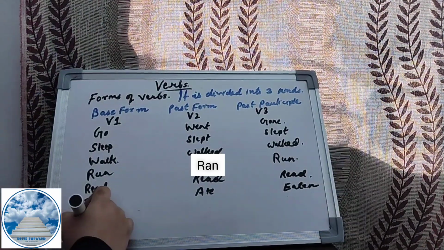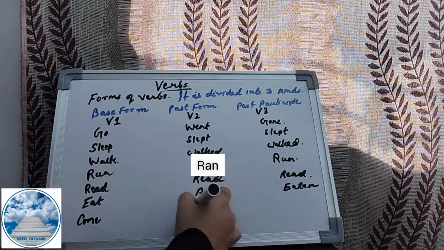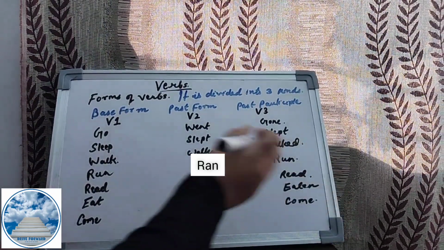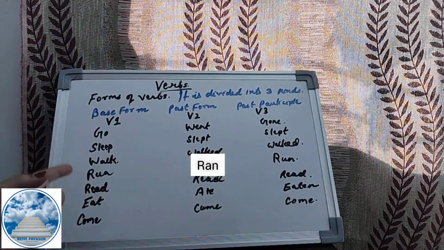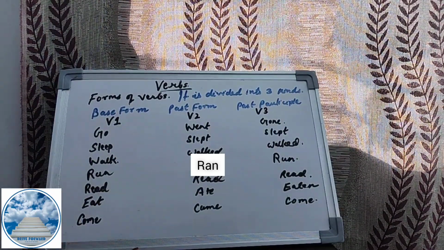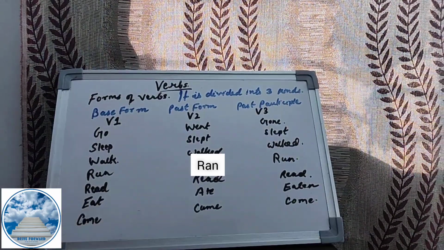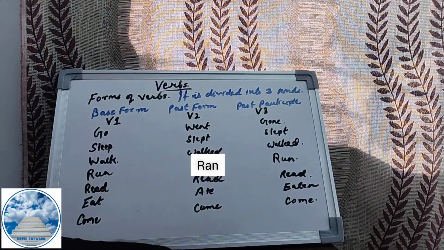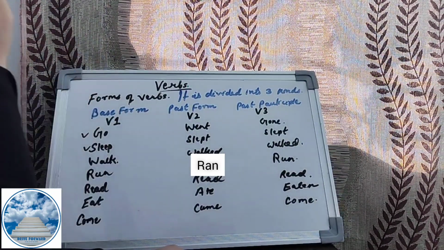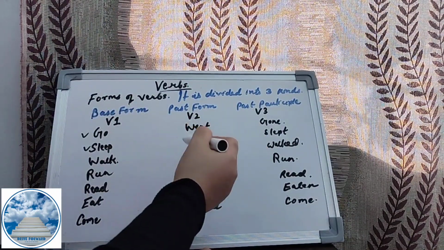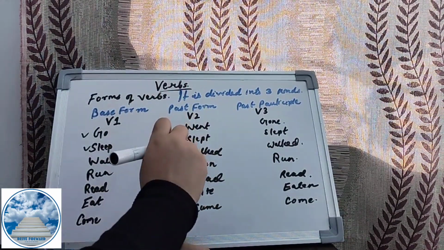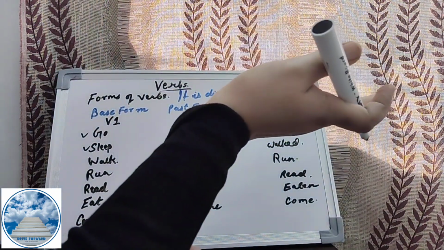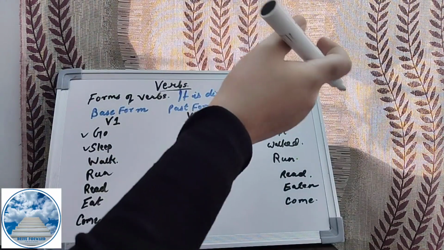Come, came, come. Okay, so now I will tell you how the verb changes its form when you are writing sentences in present tense, past tense, and future tense. Okay, friends. So I will take the example of two: go and sleep. Go, went, gone. Sleep, slept, slept. For example, I say that he goes to market.